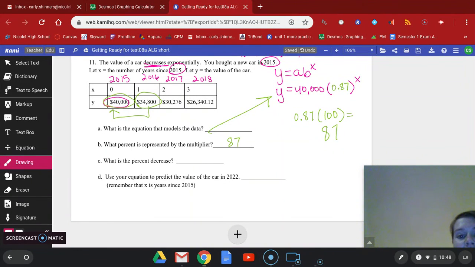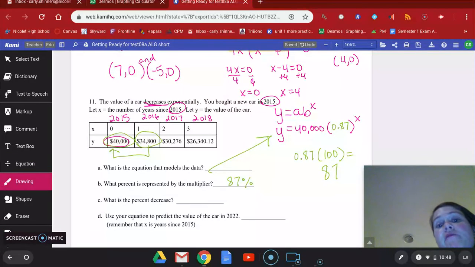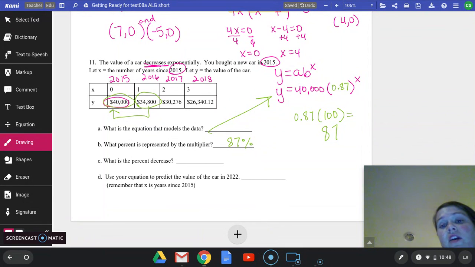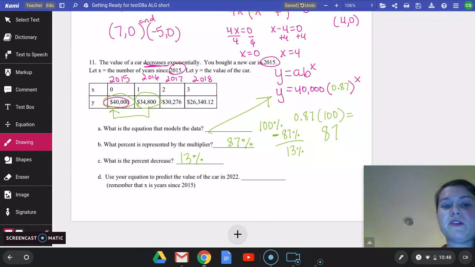All right, what percent is represented by the multiplier? It's 87%. What is the percent decrease? This is the little tricky part. If the car was staying the same in value, the value would stay as 100%. So what do I have to subtract away from 100% to get to 87? What's 100% minus 87%? 13%. So 13% of the car's value is being lost. So that's how you get your percent decrease.